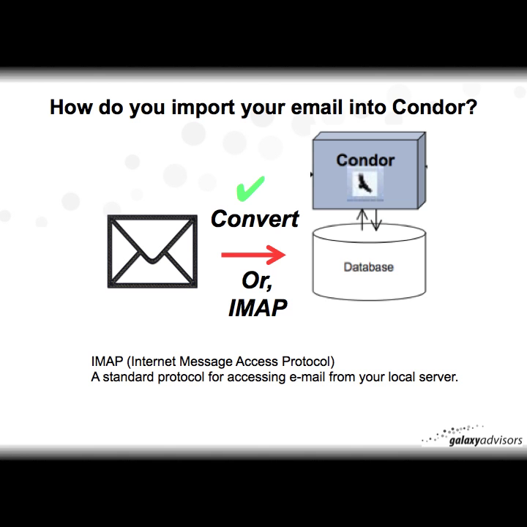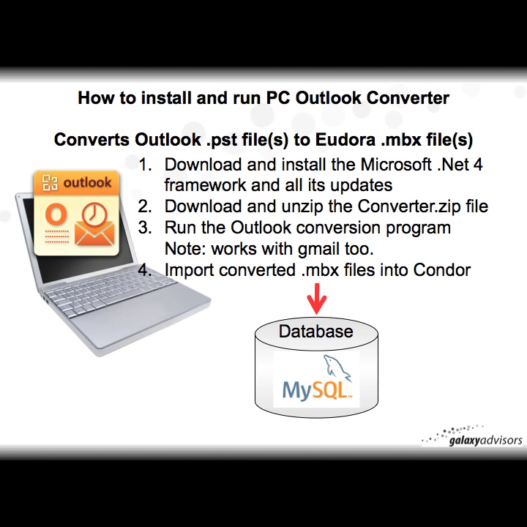Overall, if you recall, how do you import your email into Condor? There were really two big options. You convert it from whatever format you have into Eudora, or you can use the IMAP. This video is going to explain using the conversion method using the Outlook Converter program. So, how do you install and run the PC Outlook Converter?